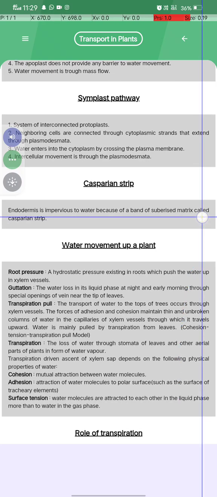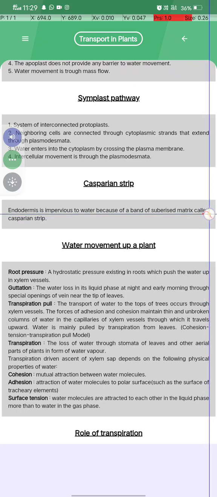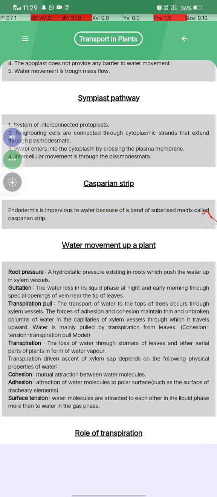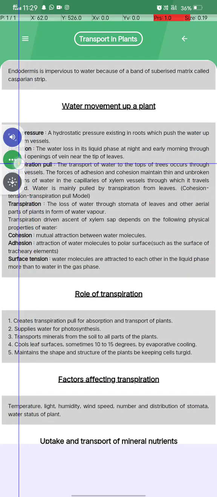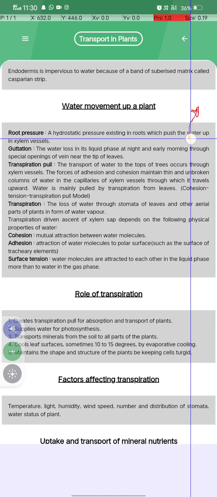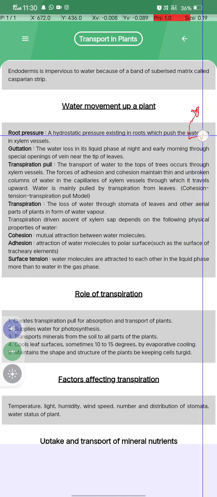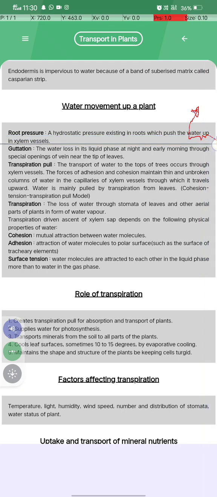Endodermis is impervious to water because of a band of suberized matrix called the Casparian strip. Water movement in plants. Okay, now हम लोग जानेंगे इसमें रूट प्रेशर क्या होता है. A hydrostatic pressure existing in the root which pushes water up into the xylem.